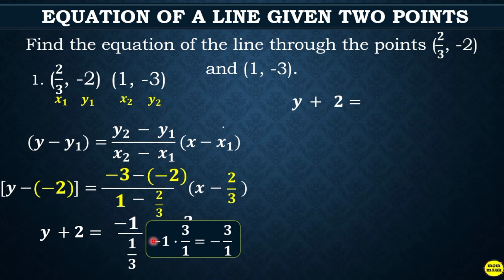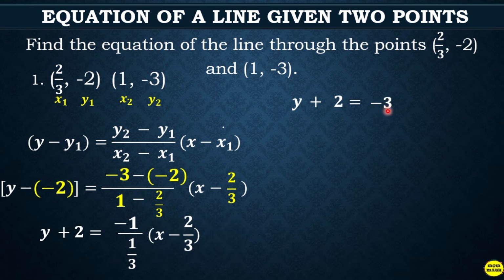So, we now have negative 1 times 3, that is 3, and then ito, so 1 times 1, di ba may denominator na 1 dyan? So, 1 times 1, that is 1. So, therefore, negative times positive, kaya negative ang sagot natin dito. So, since different signs sila, negative ang sagot natin. Okay? So, ulitin ko. 1 times 3, that is 3, and then 1. Negative siya kasi different sign. So, negative 3 over 1 ito. Okay, so isi-simplify pa natin. So, negative 3 divided by 1, ano magiging sagot? Negative 3. Okay, and then copy natin si x minus 2/3.